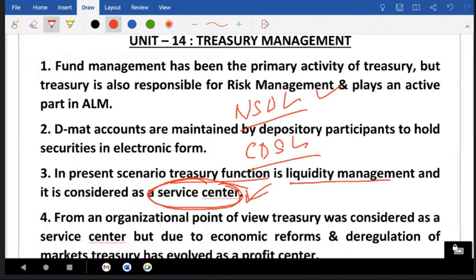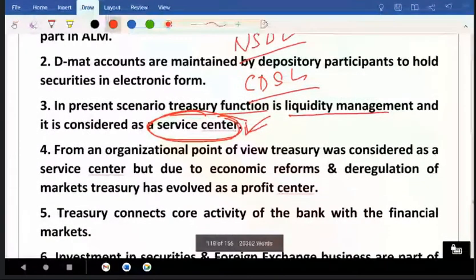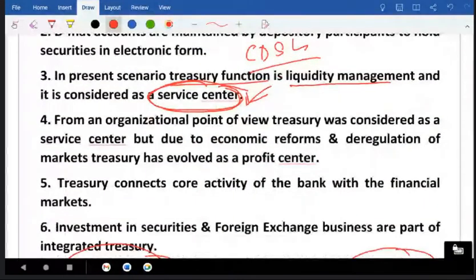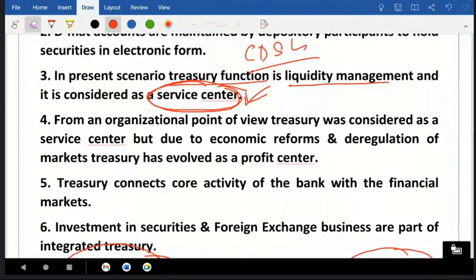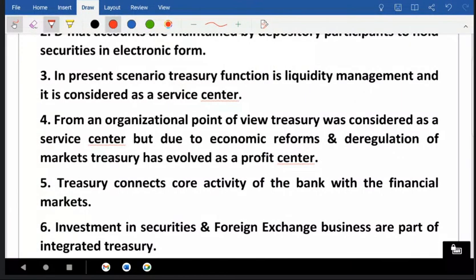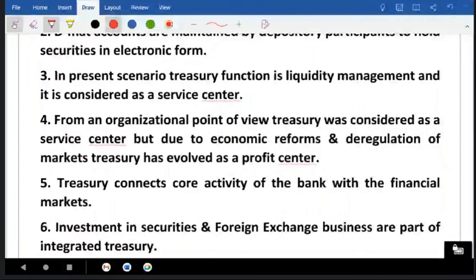From an organization point of view, treasury was considered a service center, but due to economic reform and deregulation of the market, treasury has also evolved as a profit center. Nowadays treasury is considered a big profit center. Why? Because the expenditure on maintenance of the treasury wing is very less compared to a branch. So from a service center they have become a profit center.